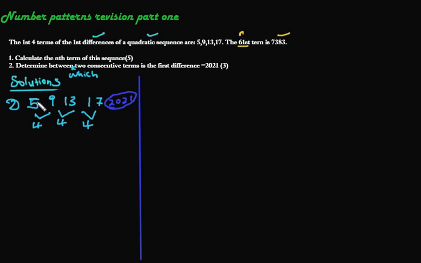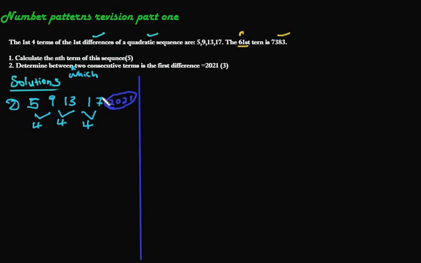Note here, the first term of the first differences of a quadratic sequence is between term number 1 and term number 2, and 9, as the second term of the first differences, will be between term number 2 and term number 3. This one will be between term number 3 and term number 4 of the quadratic, and this one between term number 4 and term number 5. So that's how it works.